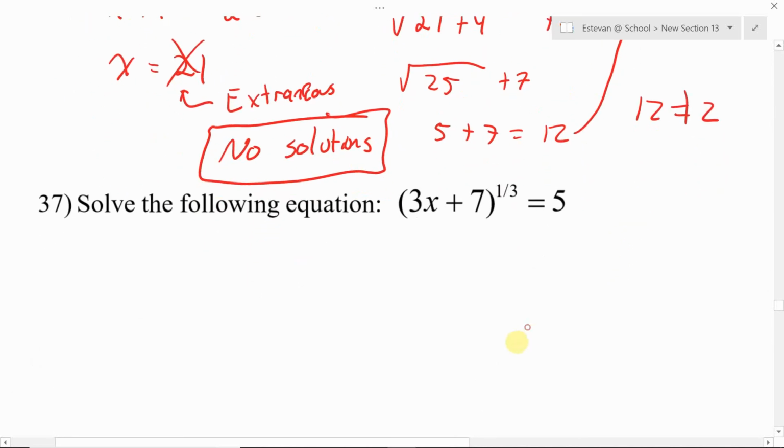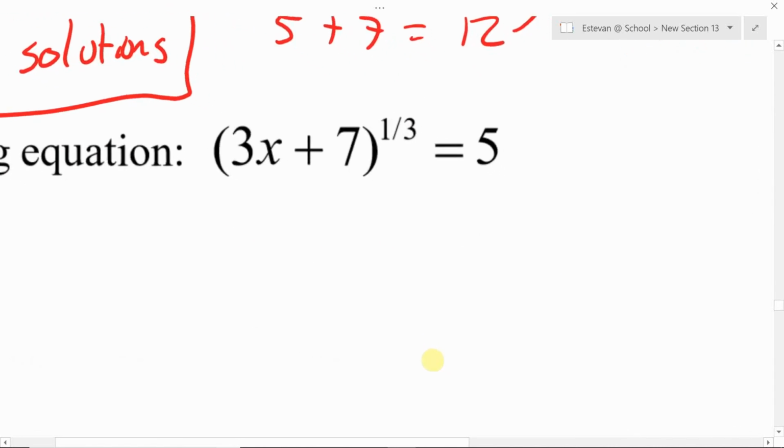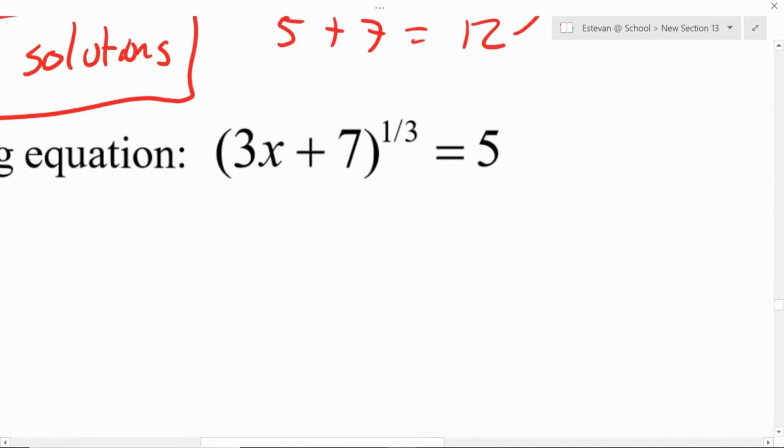37. We need to solve for x, given 3x plus 7 raised to the 1/3 is equal to 5. This one's very similar to the previous problems. Here, we need to make the exponent 1. So what number do we need to multiply 1/3 by to equal 1? So it's 1/3 times x is equal to 1. X has to equal 3.